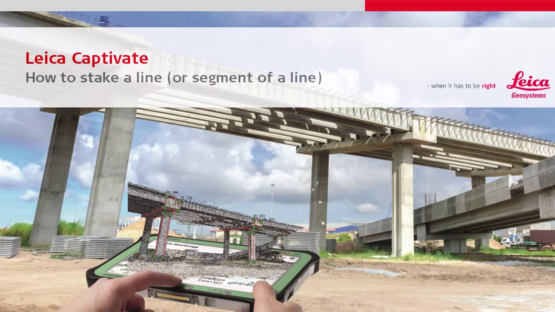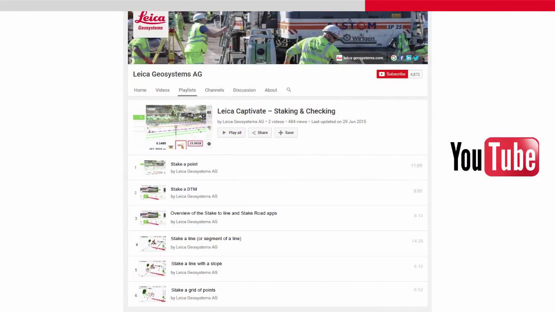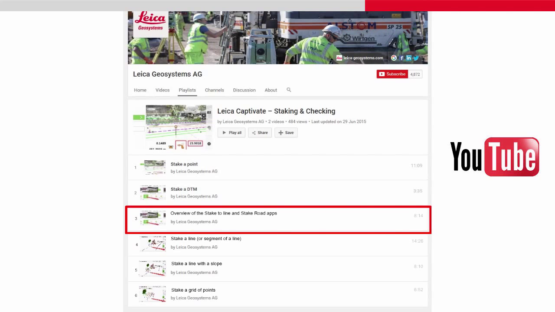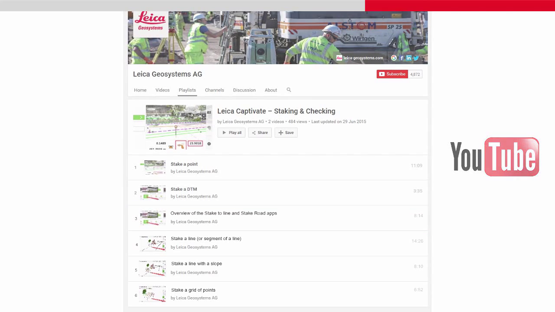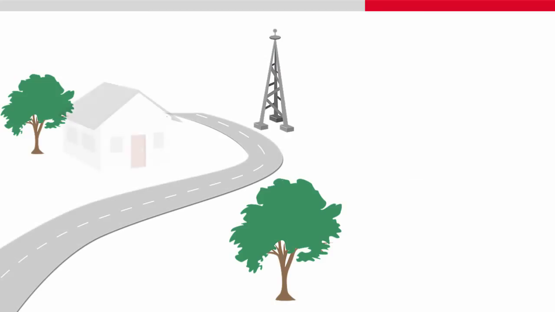This video is a part of a series of videos on staking to lines within Leica Captivate. It will show how to use the Stake to Line app for staking a line or a segment of a line. The video follows on from the Staking a Line overview video and uses the example house project, where several different lines form a road, a building footprint, a service line, and a pipeline.